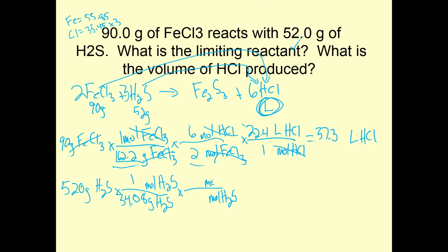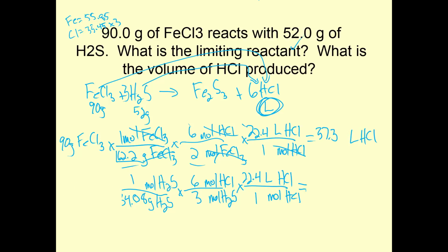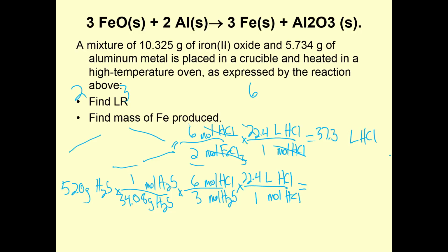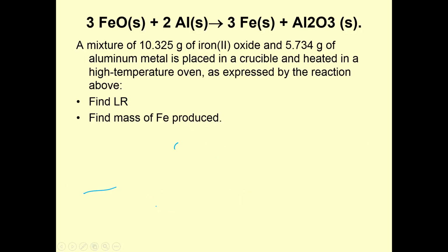I want to go into moles of HCl. Moles over moles use coefficients. H2S's coefficient is 3. HCl's coefficient is 6. Times dividing bar. I don't want moles of HCl. I want liters. That's why I put this here and circle it. Liters of HCl. 22.4 liters in 1 mole. Okay. So liters is what I want. Just to make sure I did this right, cancel grams of H2S.